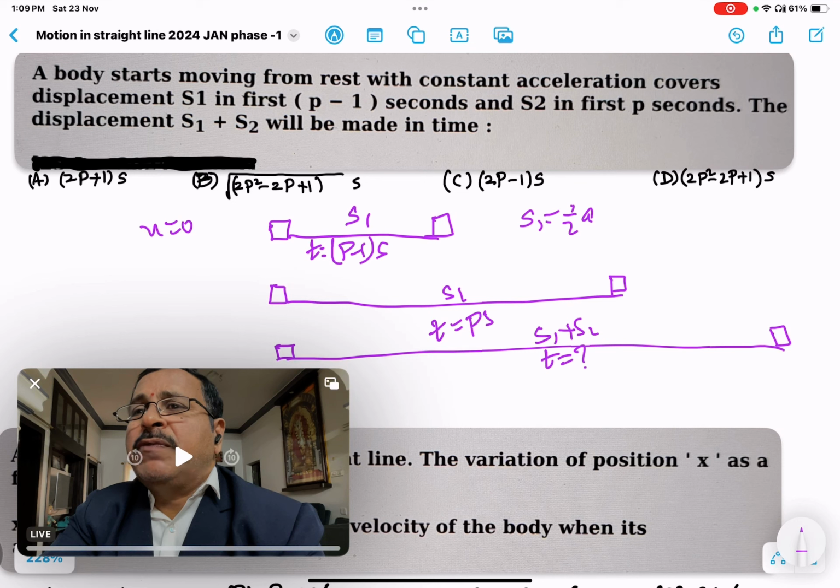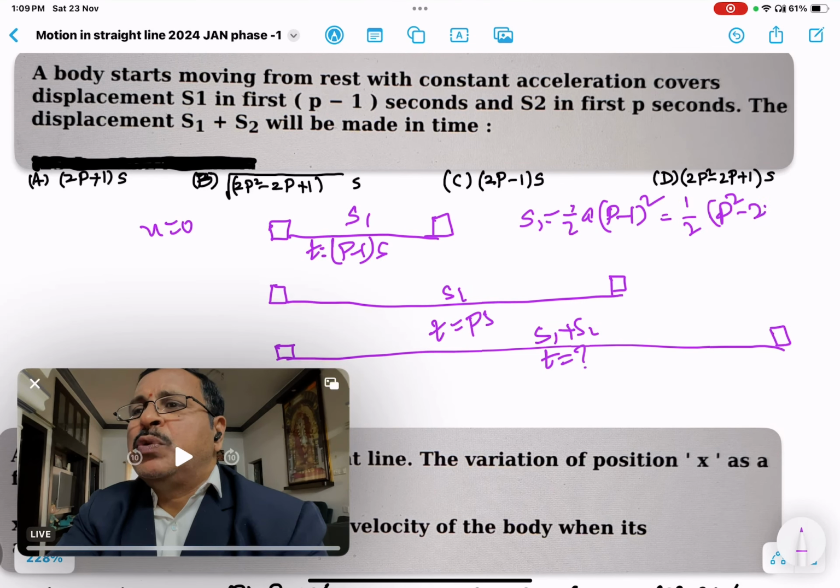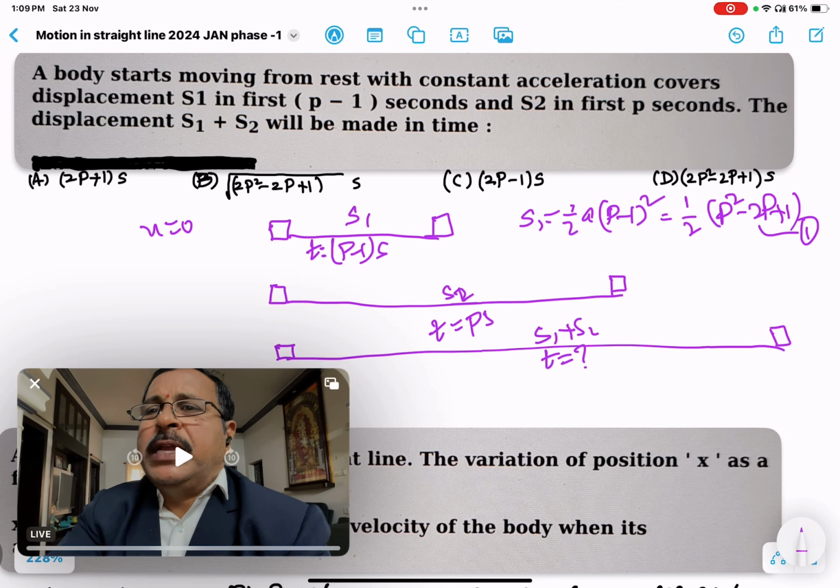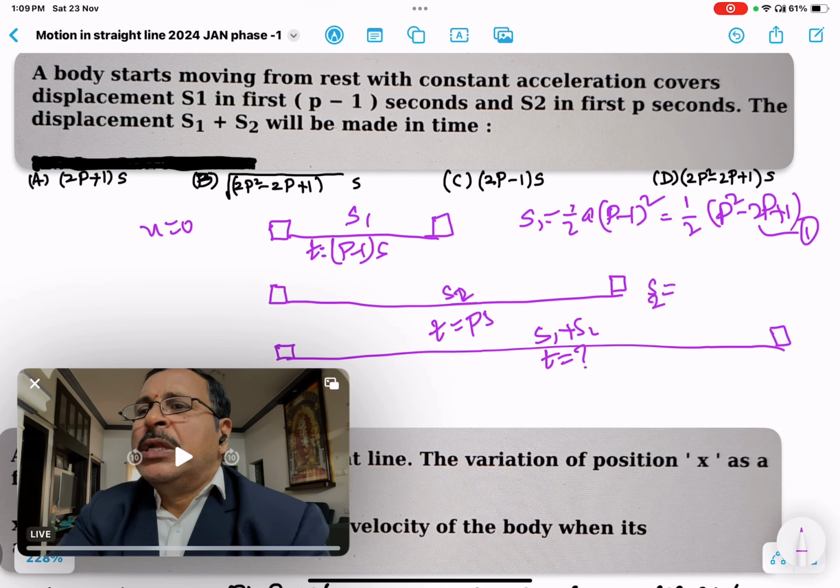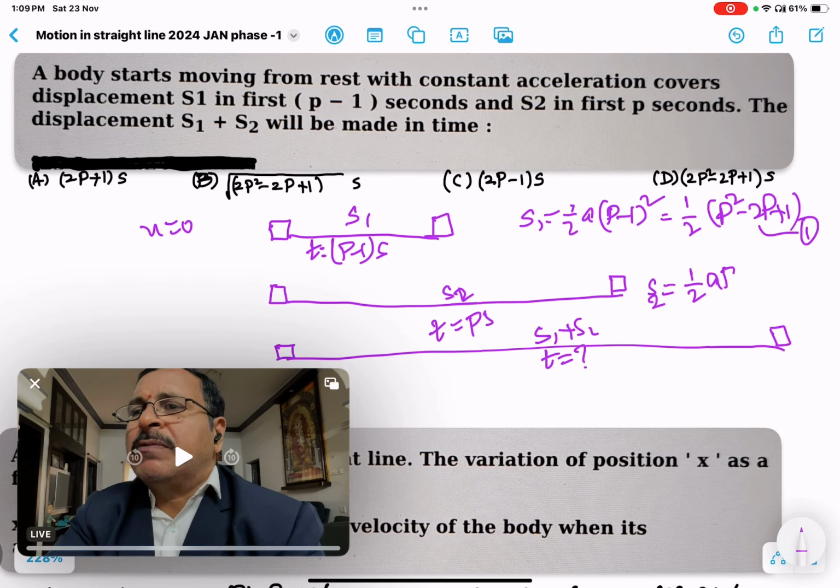Half a into t square means p minus 1 whole square. This is the first equation, that is equal to half a into p square minus 2p plus 1. Now, according to the second diagram, S2 is equal to half a into p square, because the time factor is p. That's why p square is given.